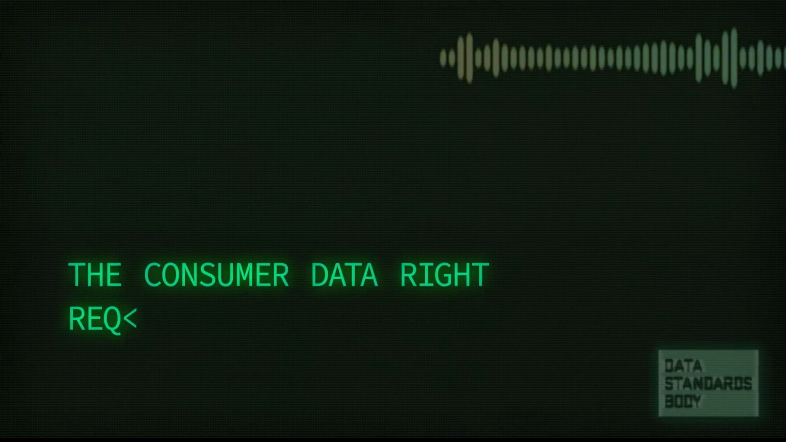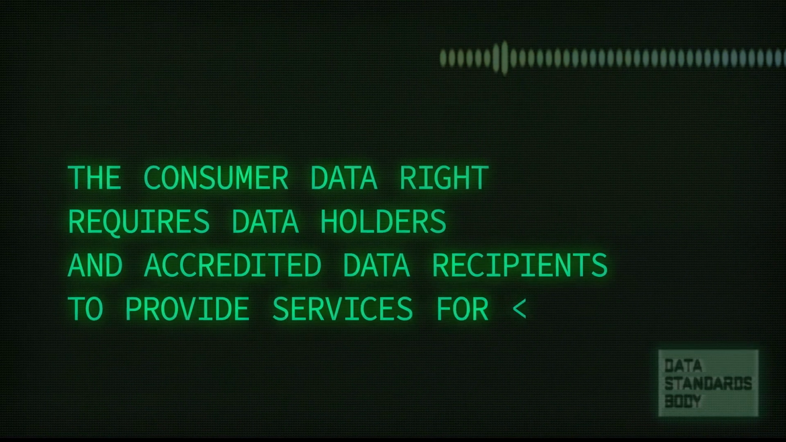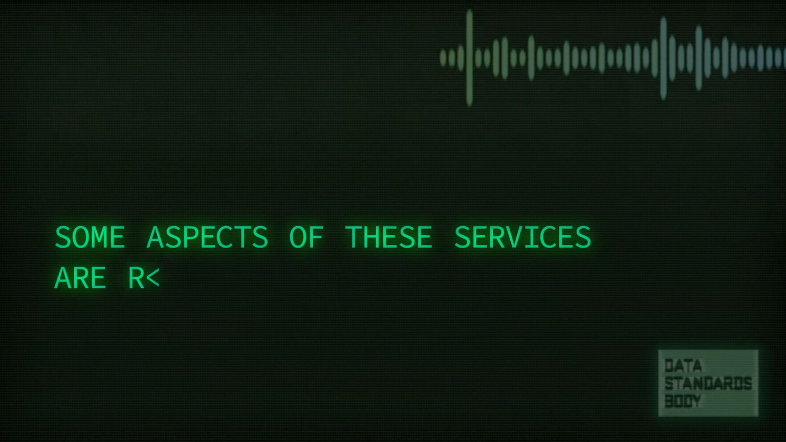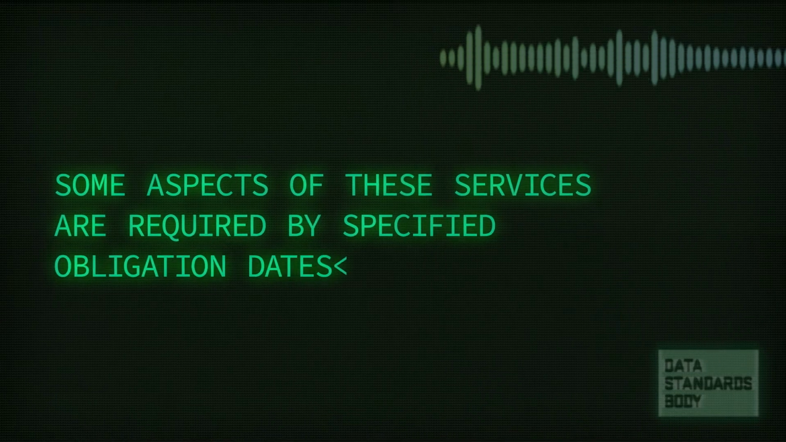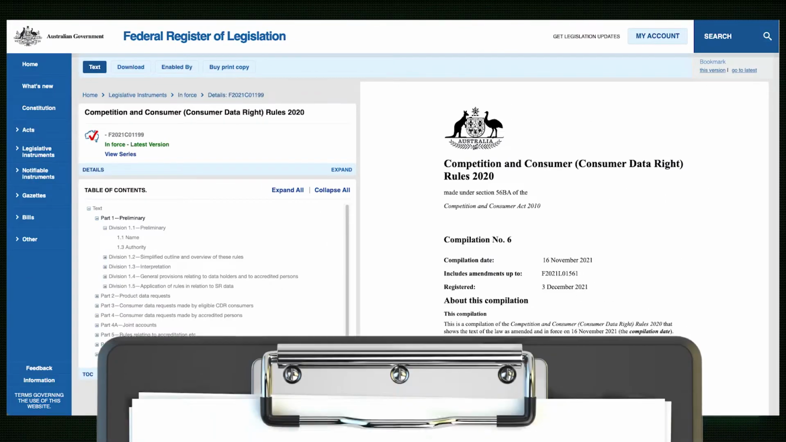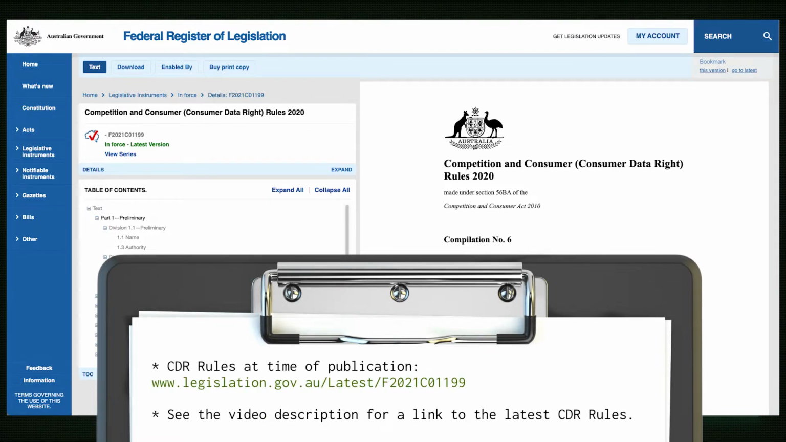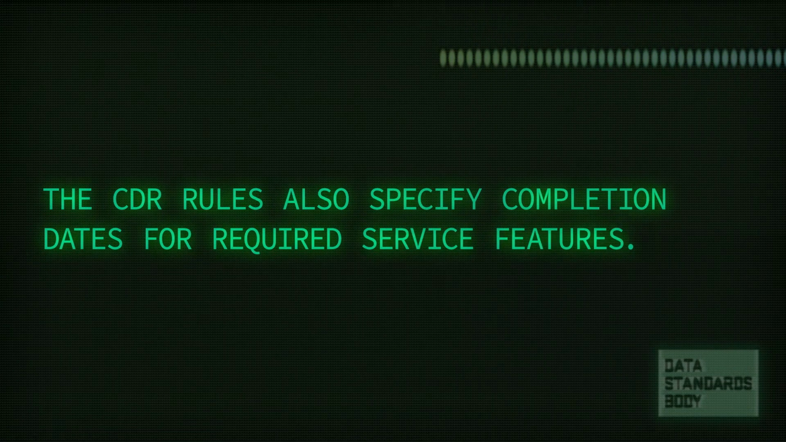The consumer data right requires data holders and accredited data recipients to provide services for data sharing. Some aspects of these services are required by specified obligation dates. The primary source of these requirements is the CDR rules. The CDR rules also specify completion dates for required service features.